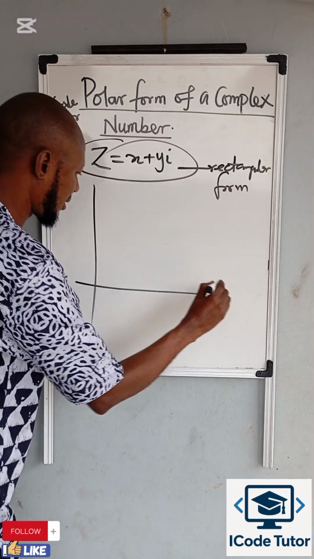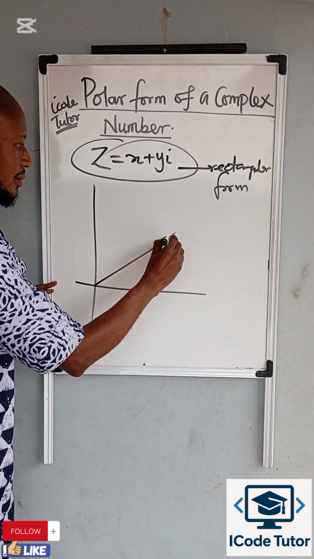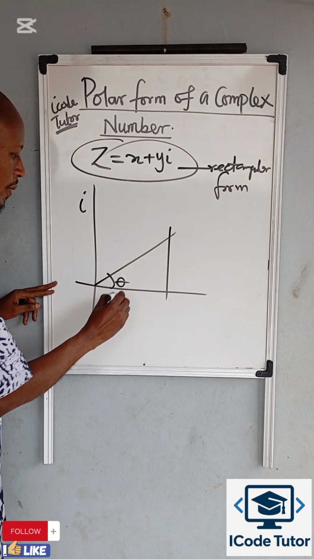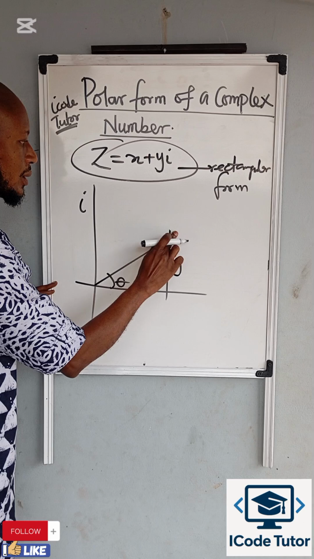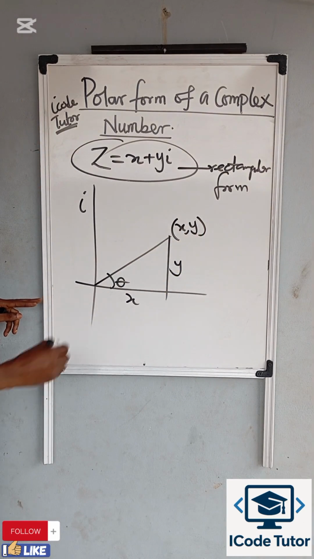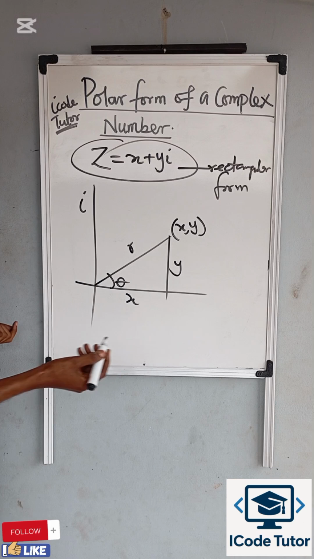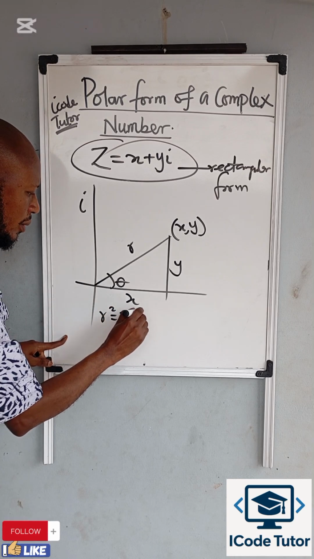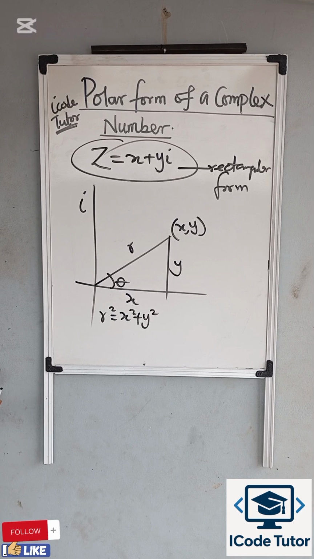Now, let's say we have this angle theta, and this is our i. Here is x and this is y. Let's represent this by the x, y coordinate. Now this is our r. Now from Pythagoras theorem, we have r square equals x square plus y square.